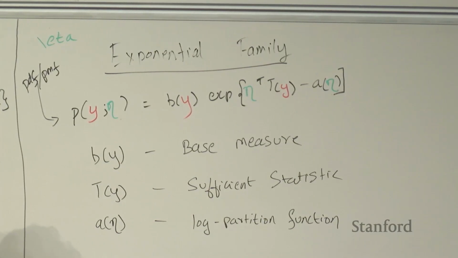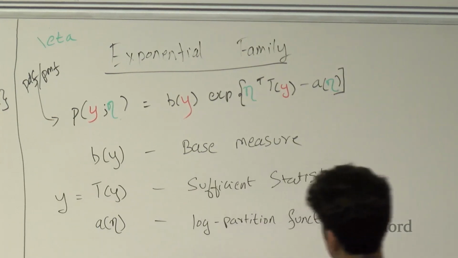And for pretty much most of this course, and most commonly, t of y will just be equal to y. I think of it as the identity function, but for most of the cases, t of y will just be y. And why are these called these particular names?